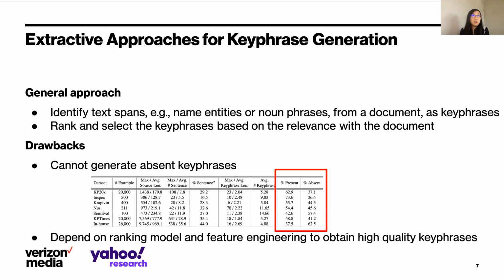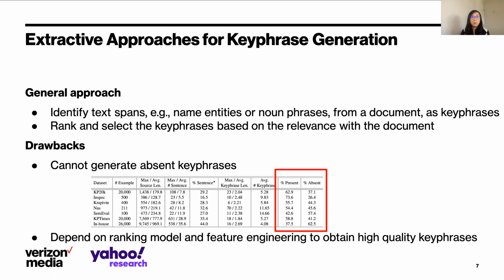There have been a number of approaches to study the key phrase generation problem. The most typical one, we call an extractive approach. Basically, some kind of extraction algorithm will be run on top of the input document to identify a number of text spans, such as named entities or noun phrases. And these will serve as candidates for key phrases.